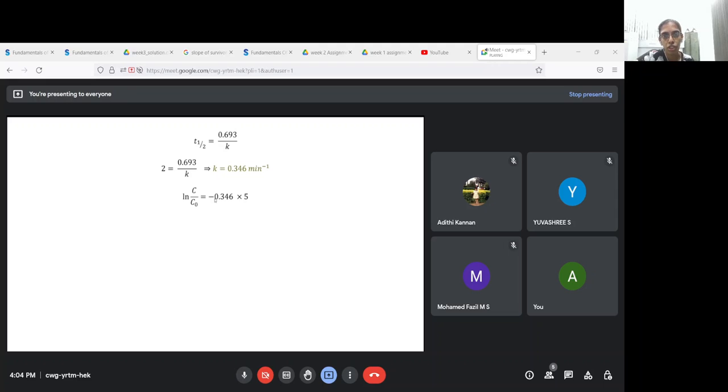So we substitute back minus 0.346 into 5 minutes, and we take the anti-log of this. We get C by C naught as 0.1773. This is the ratio of the final concentration to the initial concentration. But what is asked is the change in concentration at time t, that is 5 minutes. So percentage change is initial concentration minus final concentration by initial concentration into 100, which is the same as 1 minus the ratio into 100. So 1 minus 0.1773 into 100 is 82.3%. So the correct answer to this question is option C.